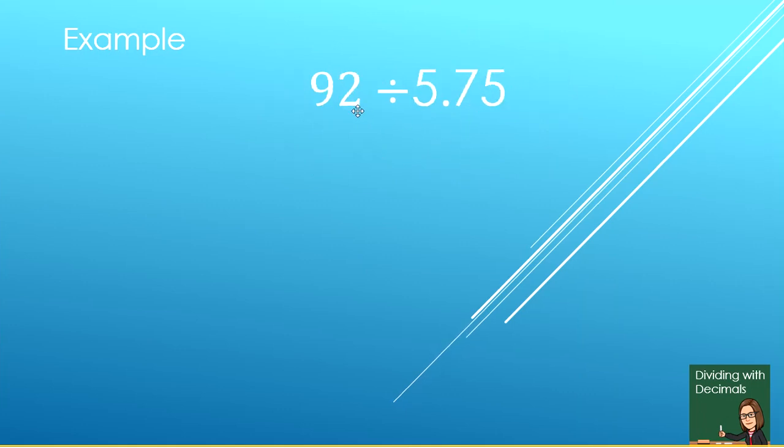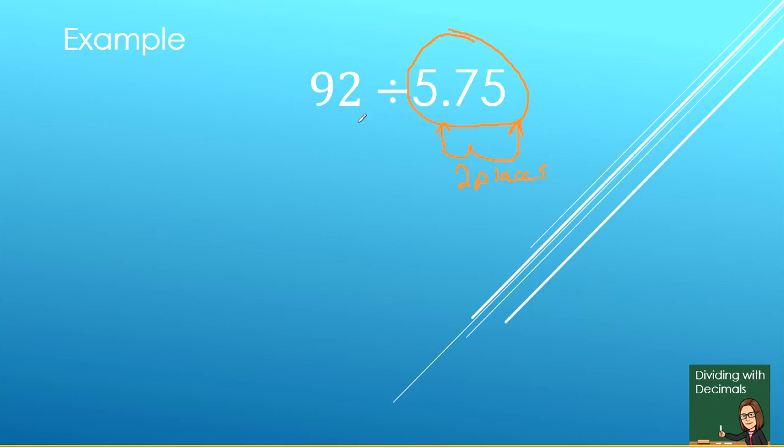Okay, last example, 92 divided by 5.75. So the one that cannot be a decimal is this one. So let's look at it. Right now our decimal is here, and it looks like we need it over here. So we're going to move it 2 places. So we're moving it 2 places.